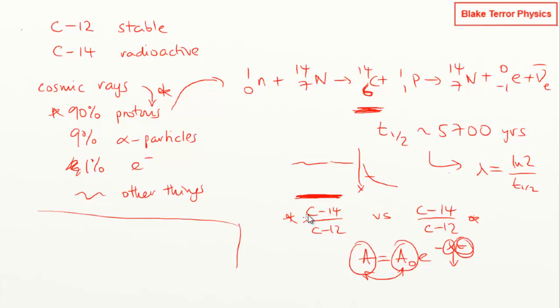It does assume that this ratio of carbon-14 to carbon-12 is remaining constant. If we're dating some dead material from 10,000 years ago or something like that, we're assuming that when the thing died, this ratio is the same as it is now. Now, is that true or not?